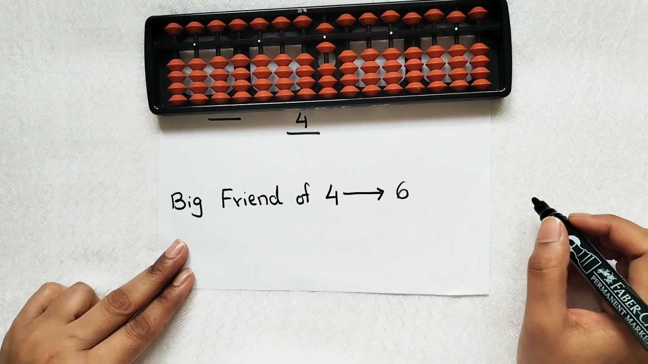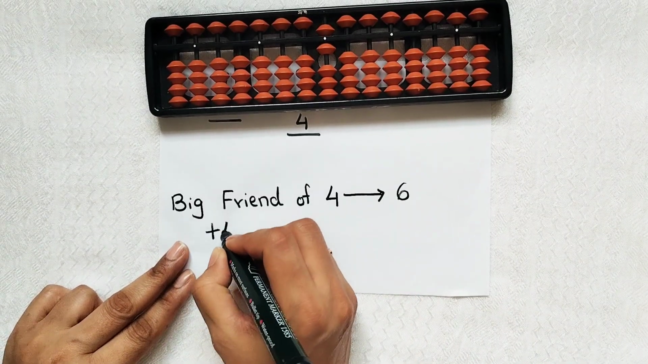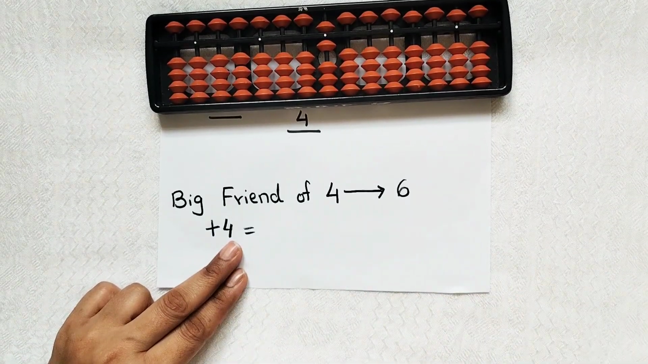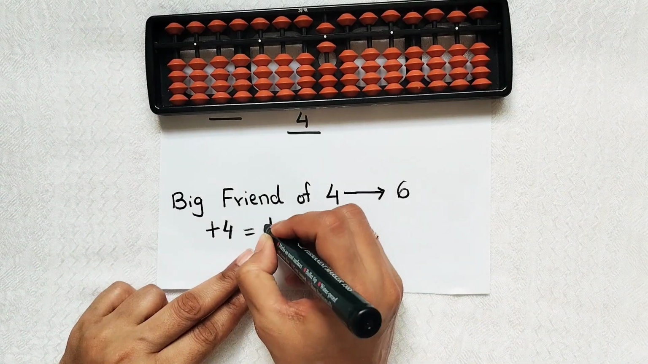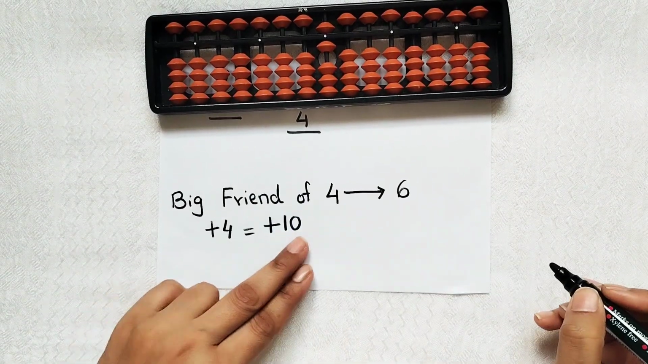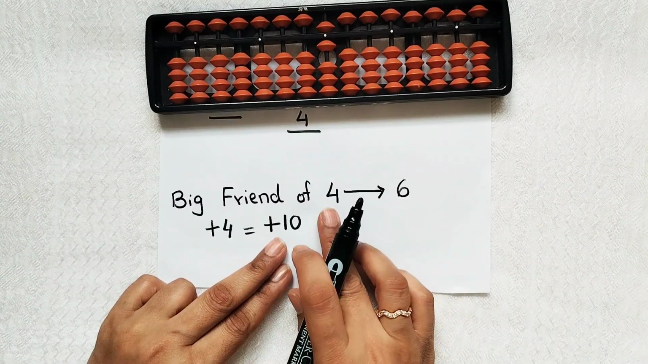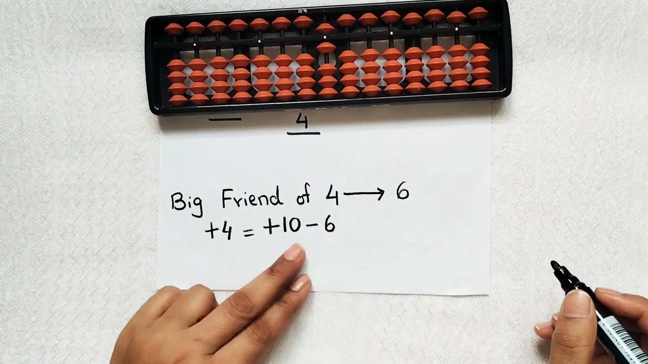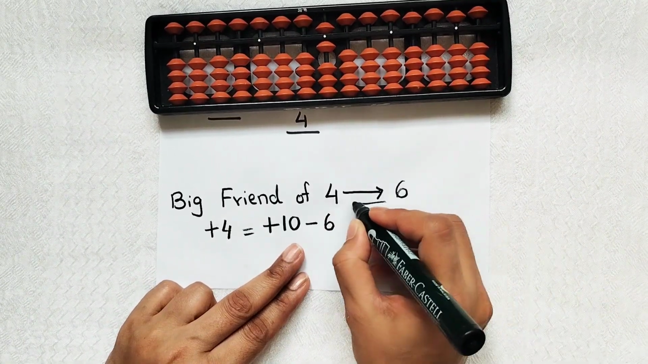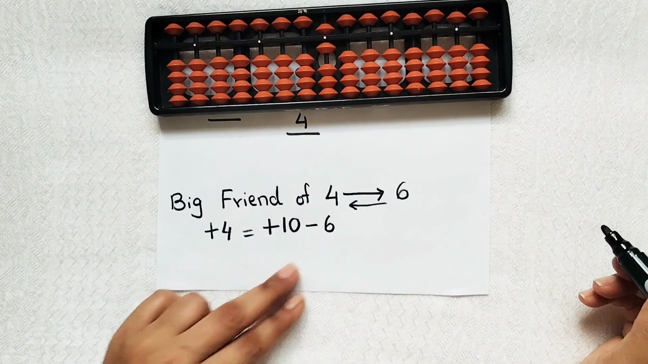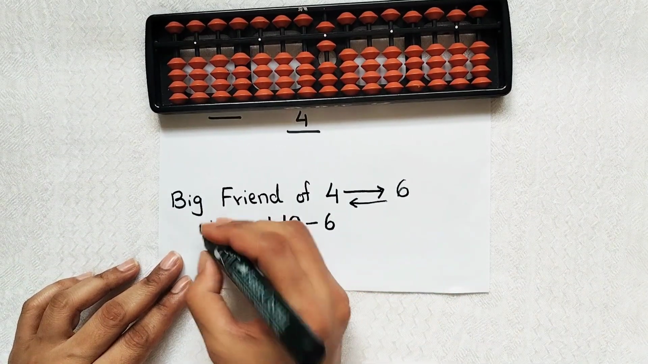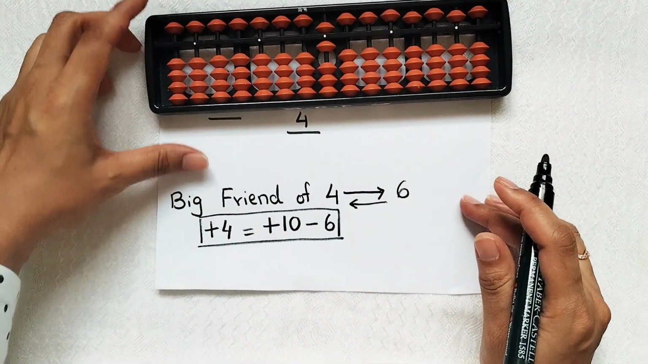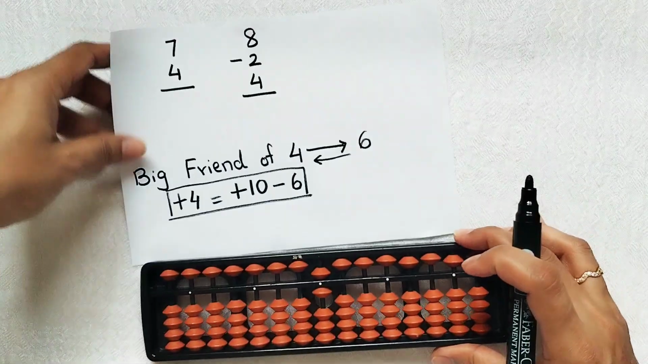Now, let us write the formula. To add 4, we need to add plus 10. We write the base number, that is plus 10, less the friend of 4. Who is the friend of 4? 6. Do you remember this? 4 is the friend of 6 and 6 is also the friend of 4. So we have the formula plus 4 is plus 10 less 6. Now let us solve these sums based on this formula.